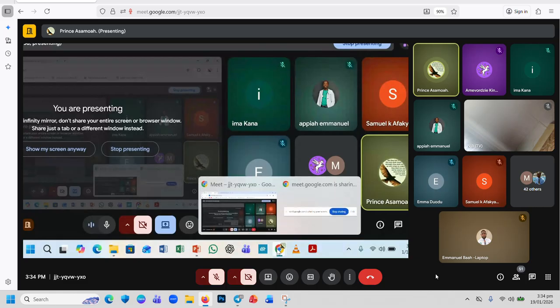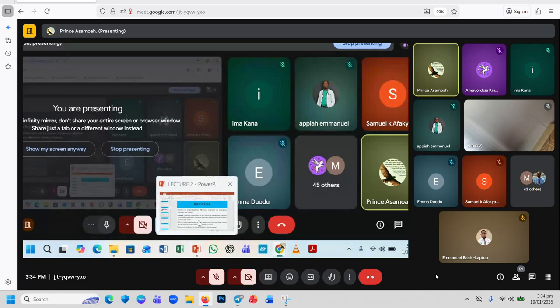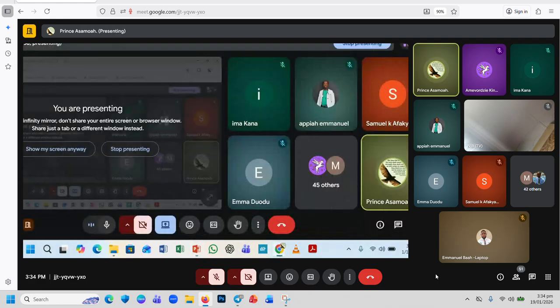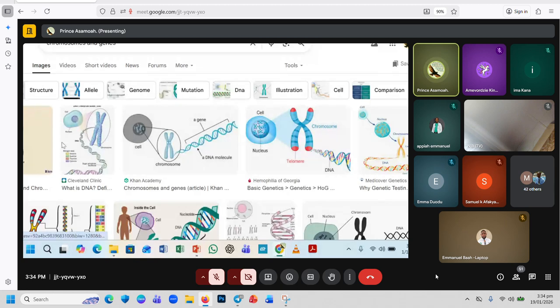So now see this. Okay, are you seeing the images? Yes, sir.